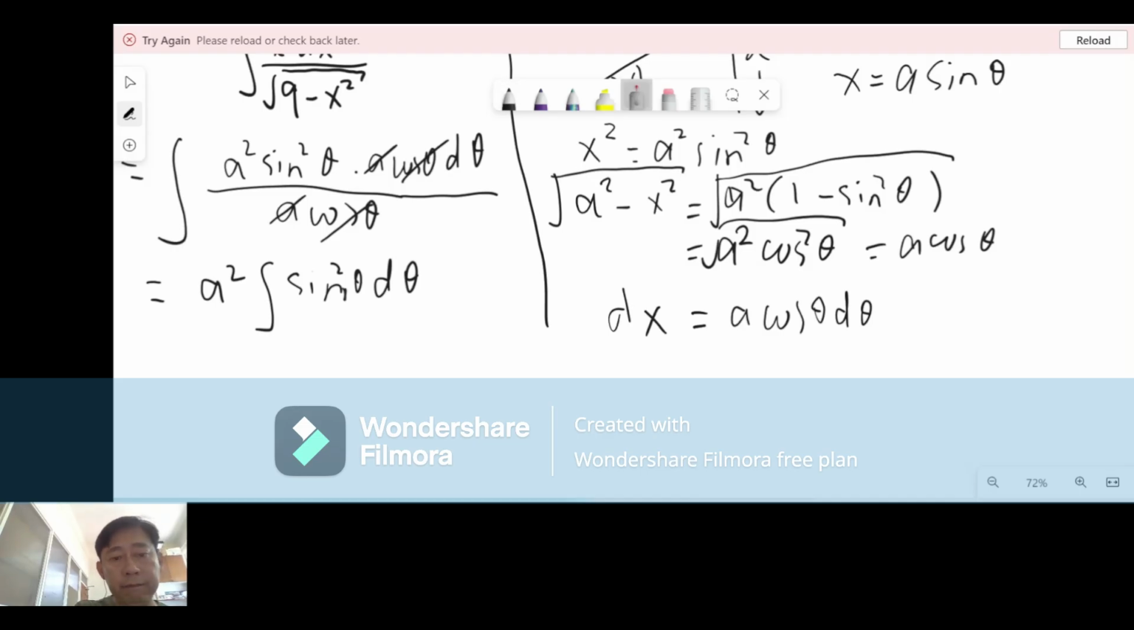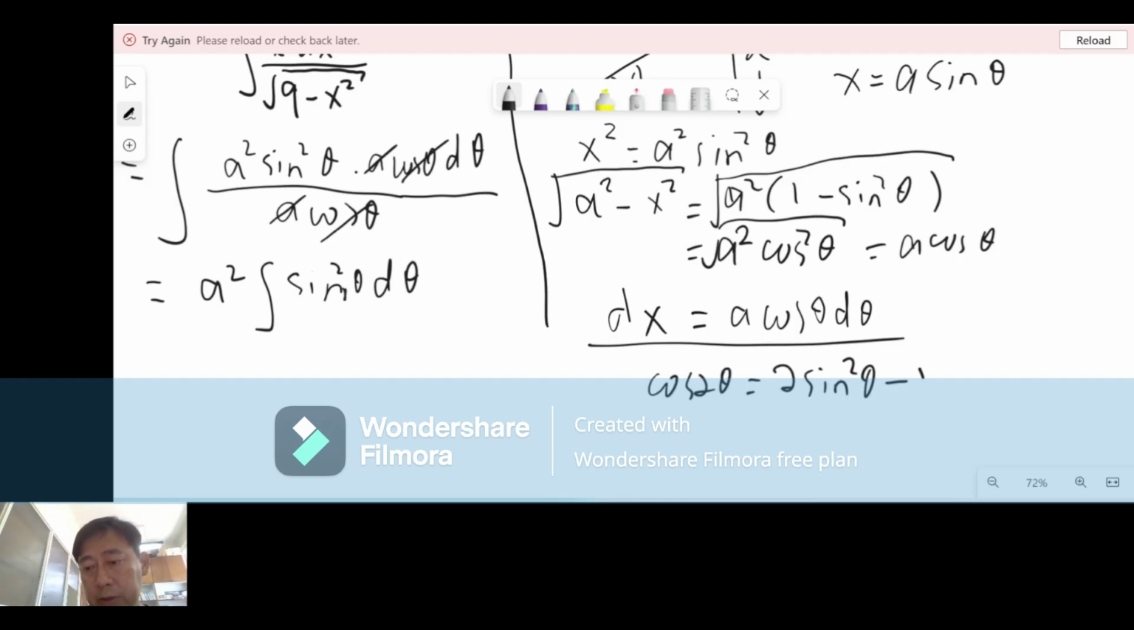To proceed with the integration of sine squared theta, we have to translate the square of a sine into a trigonometric function without a square. So we deploy the identity of cos 2 theta equals 2 sine squared theta minus 1.